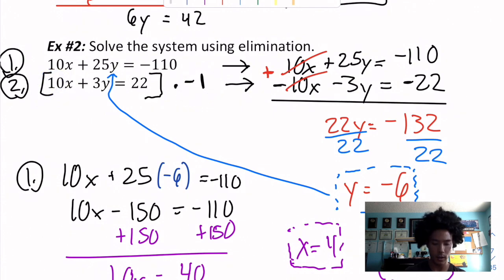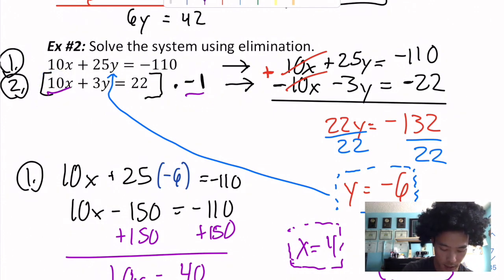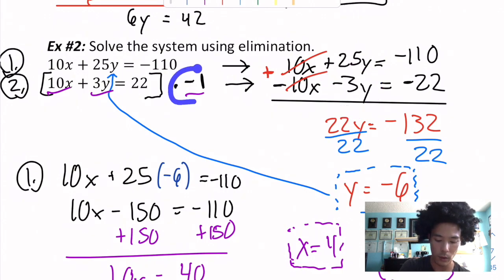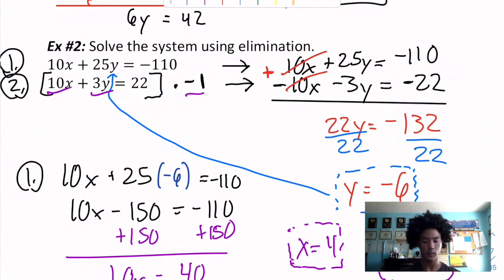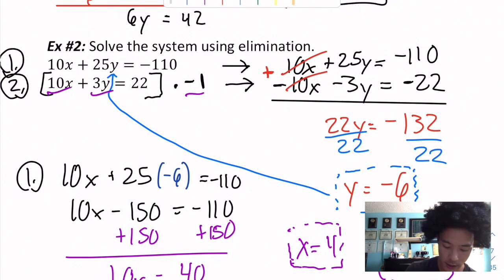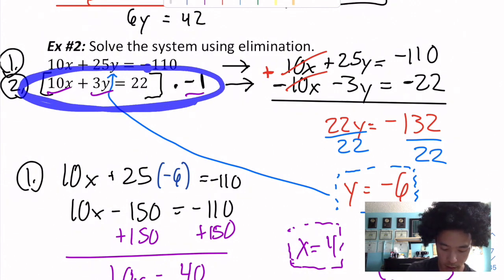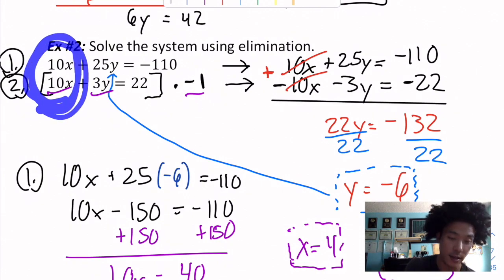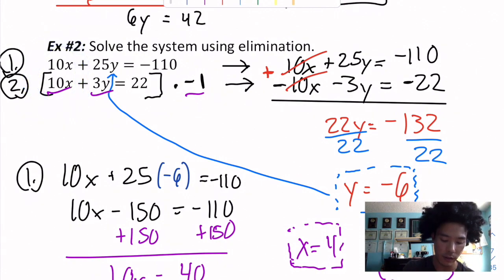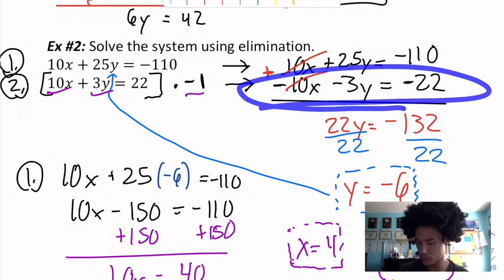So in this case, I need to multiply everything by negative 1. So negative 1 times 10x is negative 10x. Negative 1 times 3y is negative 3y over here. And then negative 1 times 22 is negative 22. Okay, do we see that? All I did here, I just multiplied everything by negative 1. The reason why I need to do that is because my goal was to cancel these out. And the only way they cancel out is if I make one of them negative. So that's what I did there.